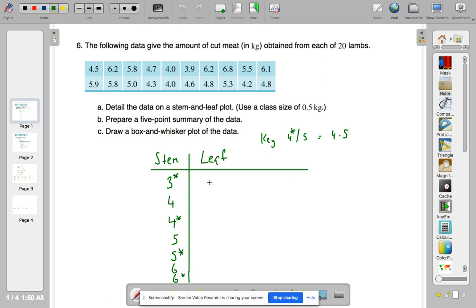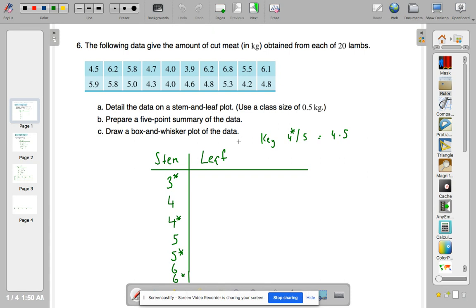The second in my series of looking at box and whisker plots. So a bit of a harder question here where you've got to design the stem and leaf plot with a class size of 0.5 kilograms and then prepare the 5-point summary and then draw the box and whisker plot.